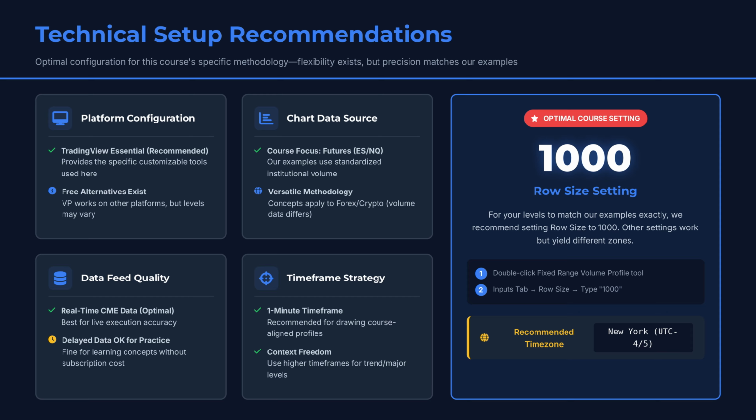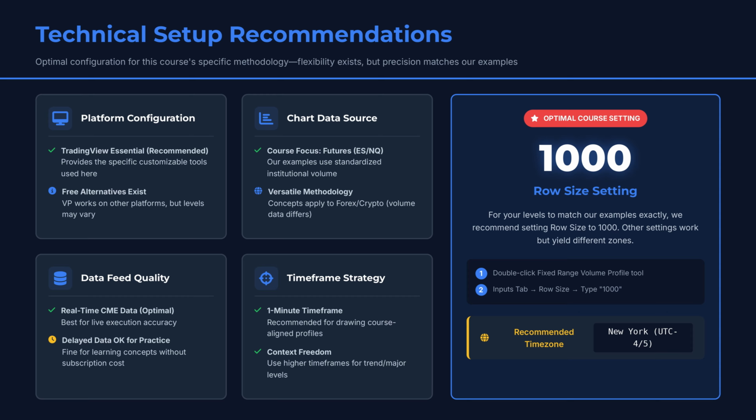Step 4. Once drawn, click on the profile to open settings. Step 5. Locate the row size field. For this course, we recommend setting row size to 1000. Type 1000 into this field. Why 1000 specifically? Because this is the granularity used by many institutional traders and algorithms for ES and NQ. It ensures your value area high, value area low, and point of control align with the levels that large participants are watching.